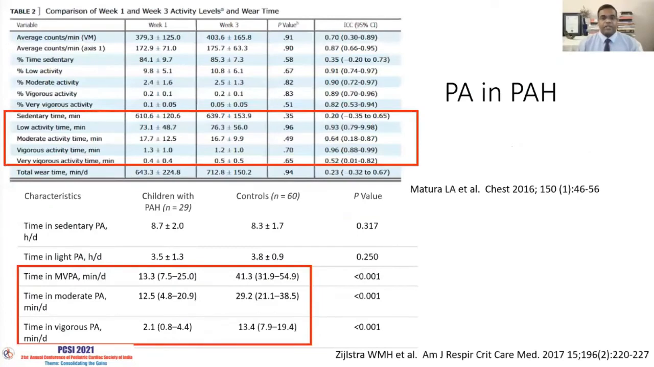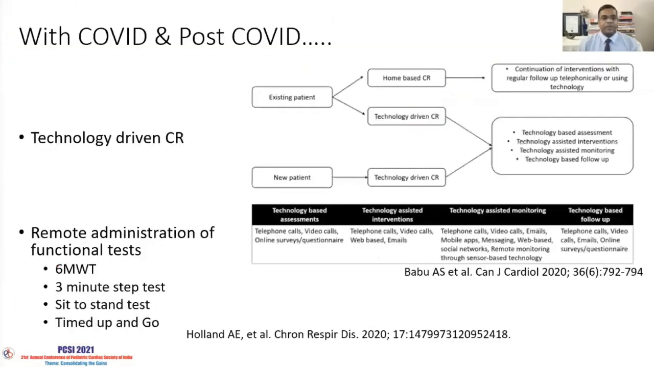When studied in pulmonary hypertension, it was seen by Mathura and colleagues in 2016 that physical activity in adults with pulmonary hypertension was mainly sedentary, and this was from accelerometry data. In children, however, when compared to their age, gender match healthy controls, it was seen that all components of physical activity were much lower when compared to their counterparts.